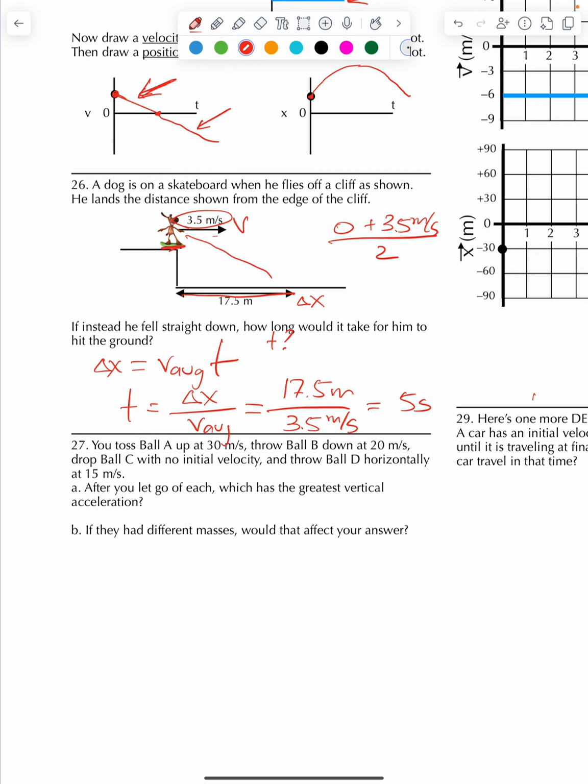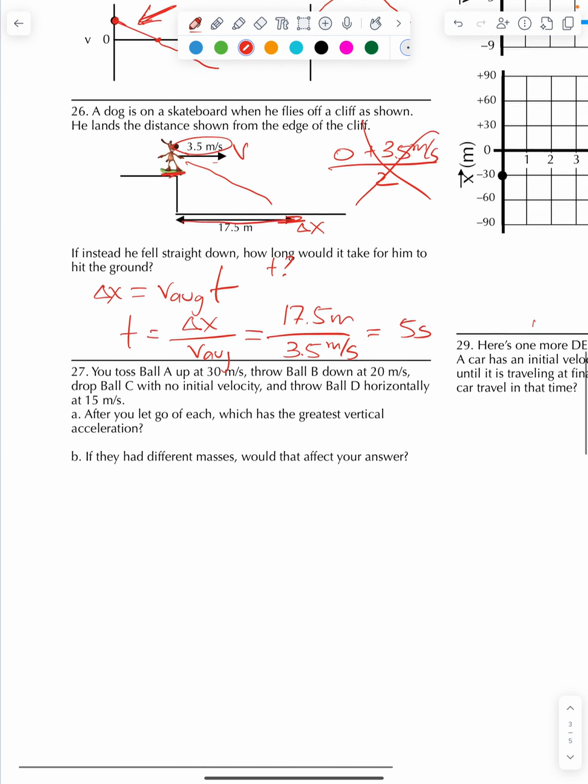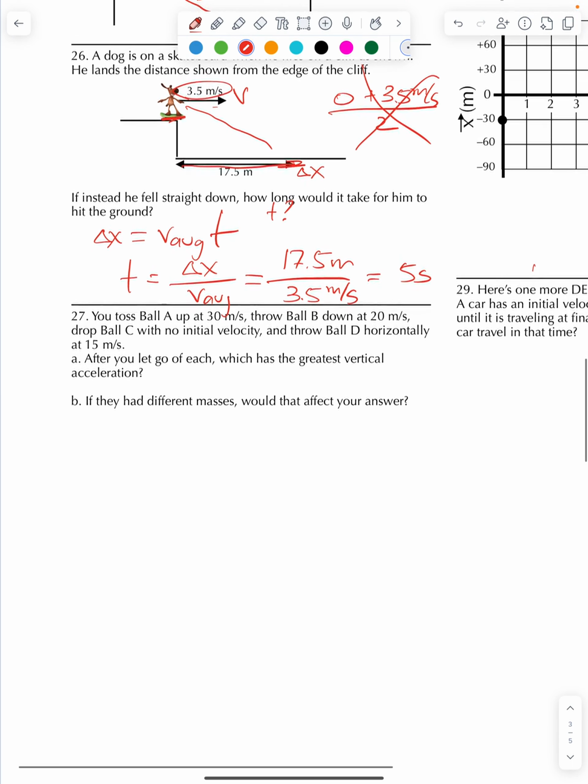No, he started at 3.5 meters per second. He ended at 3.5 meters per second. His average is 3.5 meters per second. So don't say he's starting at 0 and have his average velocity be half his actual velocity.